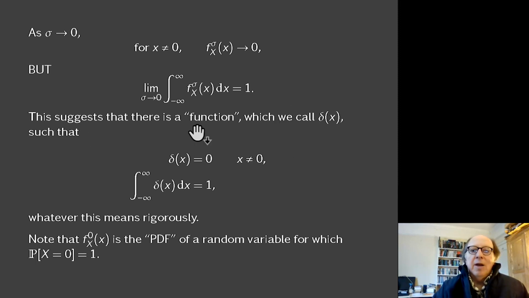So this just gives us the idea that there's a function, in quotes, because it isn't an ordinary function, but we're going to call it delta of x, the delta function, the Dirac delta function, named after the famous British physicist Paul Dirac, which has the property that it is 0 everywhere except for when x is 0, but its integral is still 1. Whatever this may mean, and we're going to see what this means as we go on.